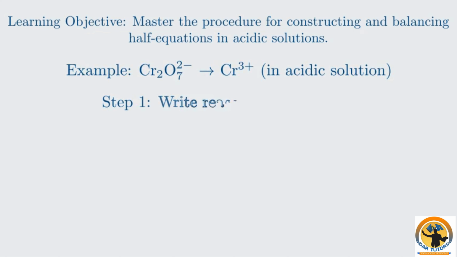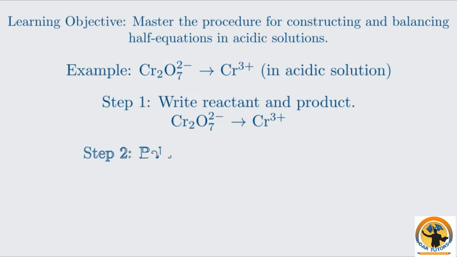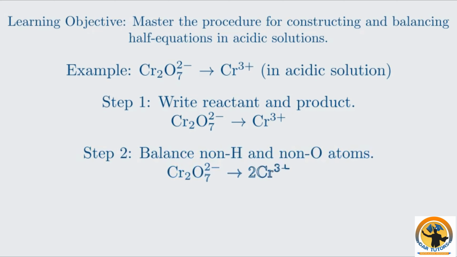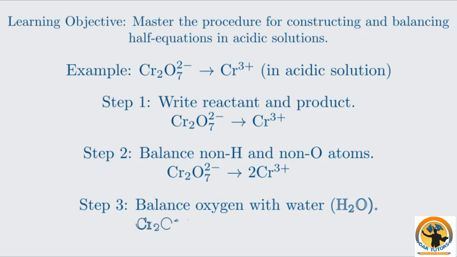Step 1 is to simply write down the reactant and product. Step 2 is to balance any atoms other than hydrogen and oxygen. In our case, we have 2 chromiums on the left, so we need 2 on the right. Step 3 is to balance the oxygen atoms. We have 7 oxygens on the left, so we add 7 water molecules to the right.